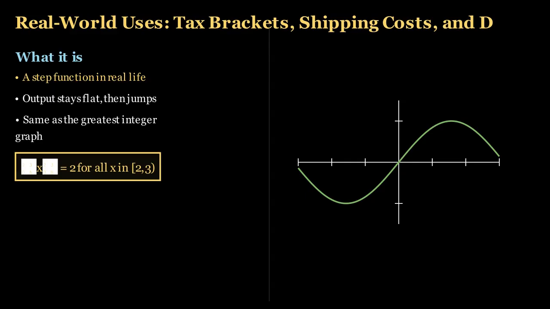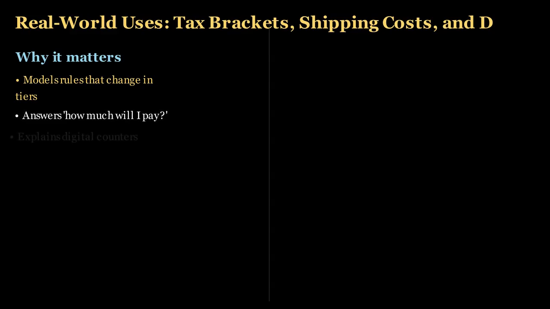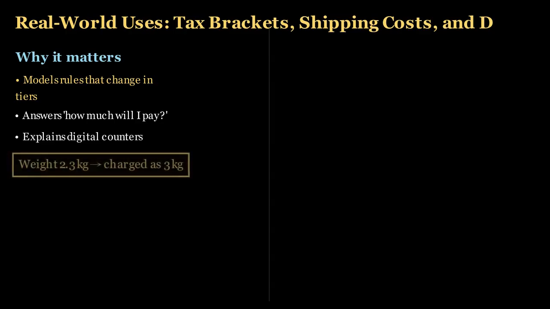Imagine you are mailing a package. The post office charges by the kilogram, but they round up, 2.1 kilograms costs the same as 3 kilograms. You want to know the price before you go. Or think about your phone stopwatch. It shows 0 seconds for a whole second, then jumps to 1. Why doesn't it show the time smoothly? Because digital displays count only whole units. The greatest integer function is the natural model for any situation where a quantity changes in discrete jumps, not smoothly.